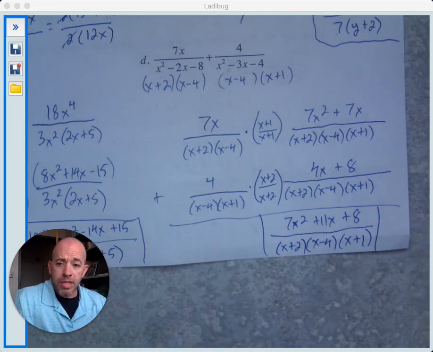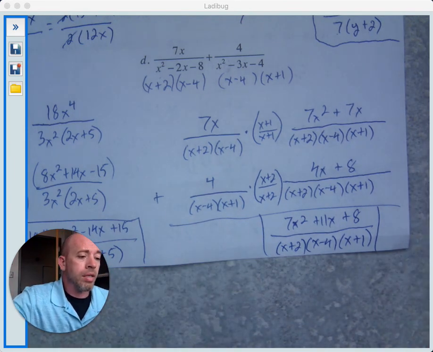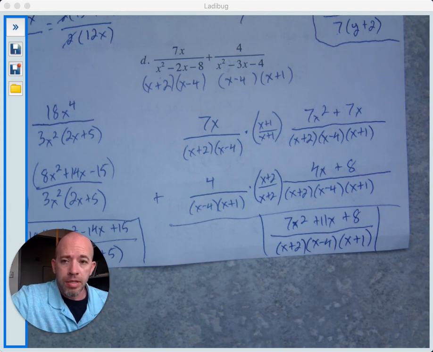Right, so we did several examples of adding and subtracting rational expressions on this page, and I think we'll do some more on the next page.